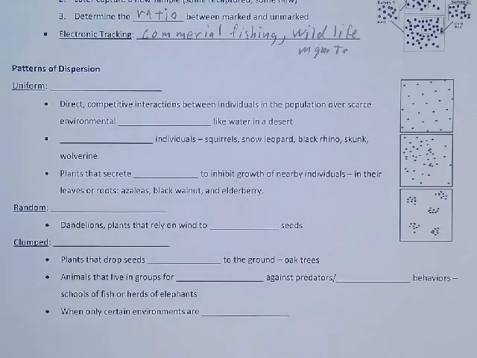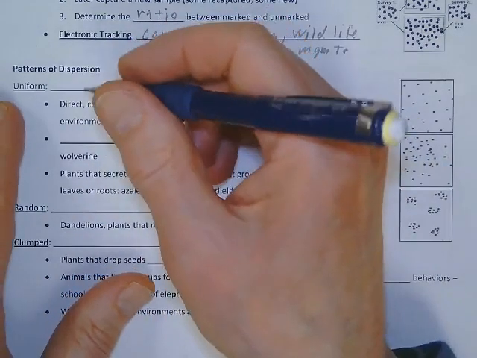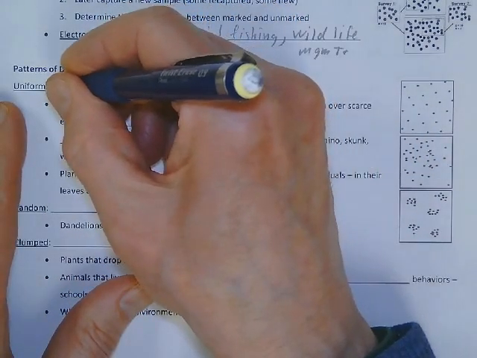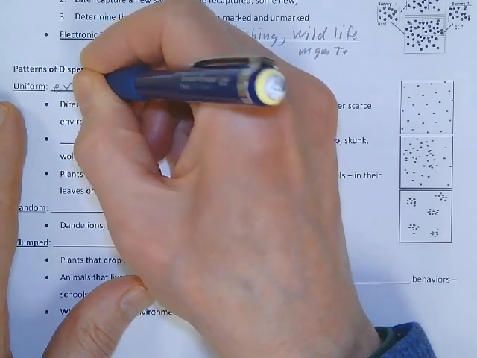Now, when we've done these kind of measurements, we found that populations tend to distribute in three basic ways. One is you find the population evenly spread out. We call that uniform.